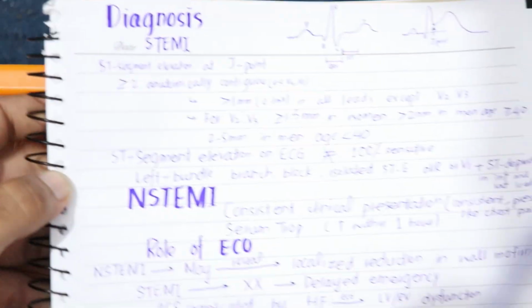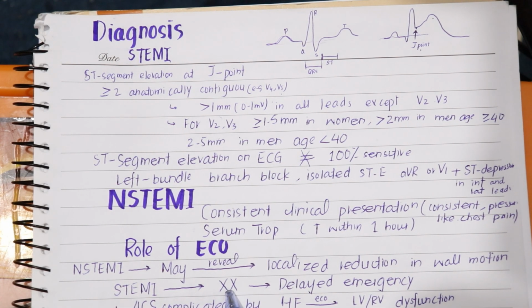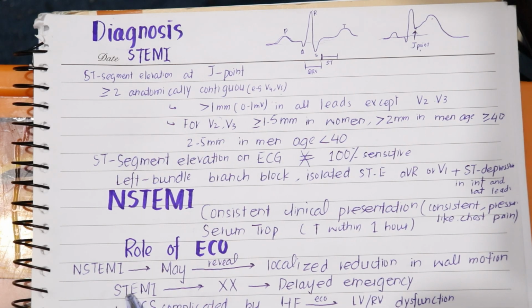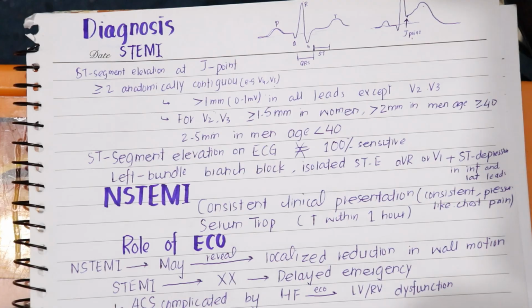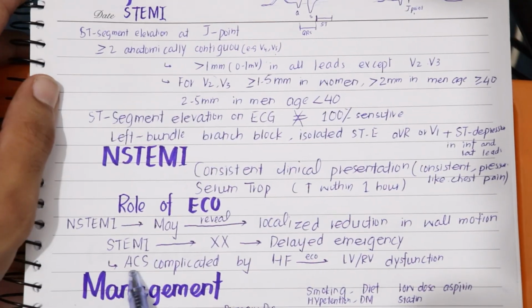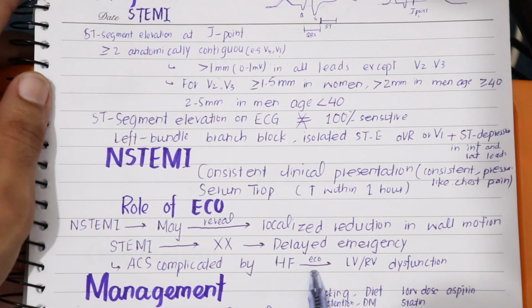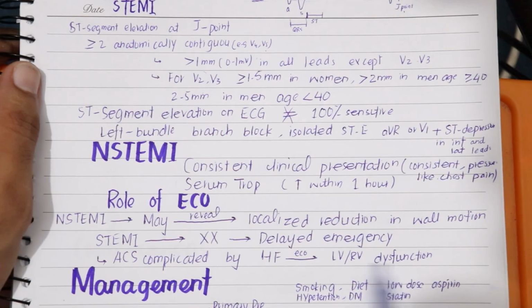This is how you can detect on echo. While in case of STEMI, ST segment elevated myocardial infarction, you can't do the echo. Why? Because you don't have enough time, because ST segment elevated means the whole artery is occluded. So we cannot delay the emergency by doing echo. So we don't do echo in STEMI, while in non-STEMI we do echo. Acute coronary syndrome complicated by heart failure, echo can also reveal that there is left ventricular or right ventricular dysfunction.